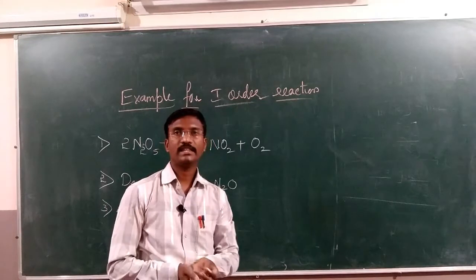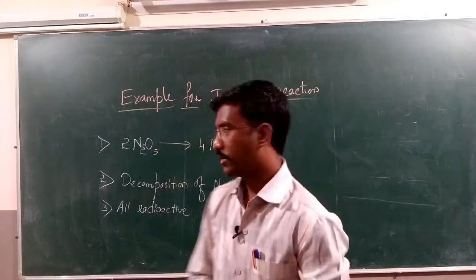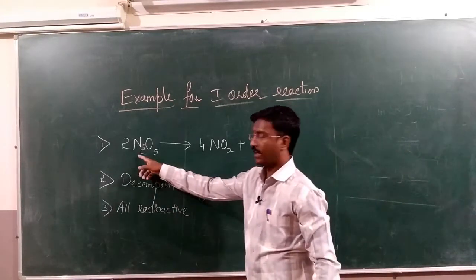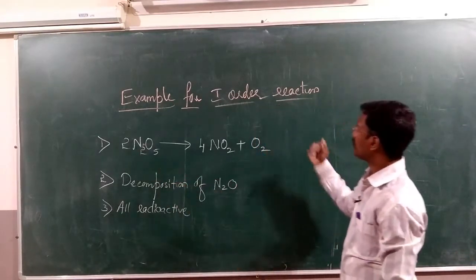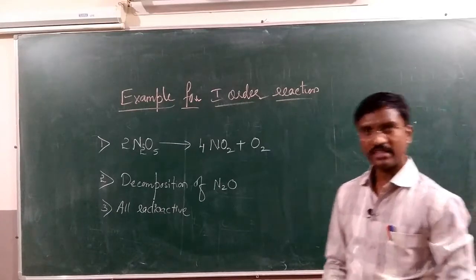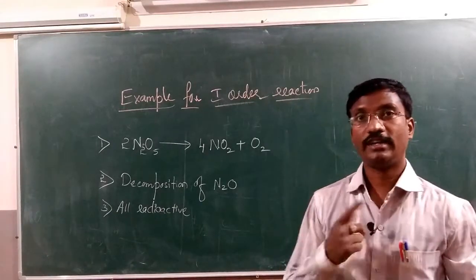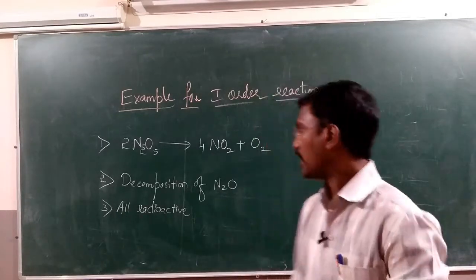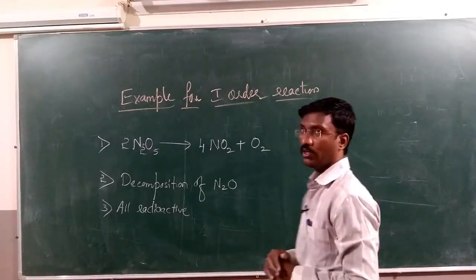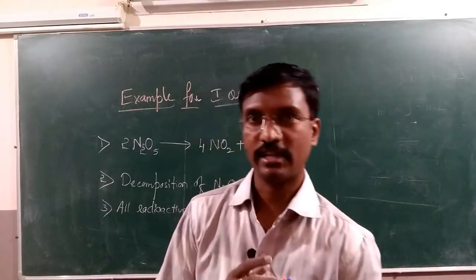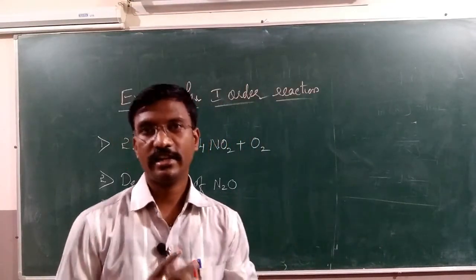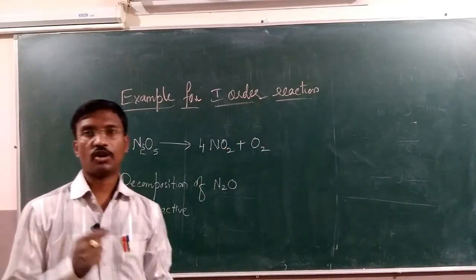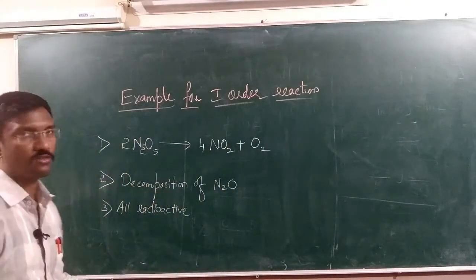Now we are seeing the examples for first order reactions. The first one is the decomposition of nitrogen pentoxide, an example for a first order reaction. The second one is the decomposition of dinitrogen oxide, which also follows the first order reaction. And all the radioactive disintegrations are considered as following first order reactions, meaning the order of these reactions is first order.